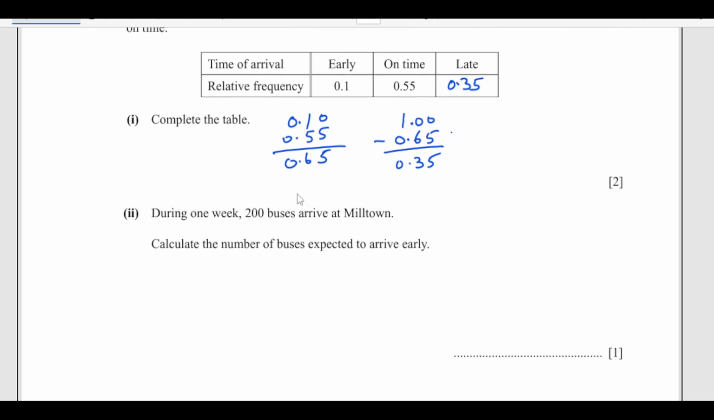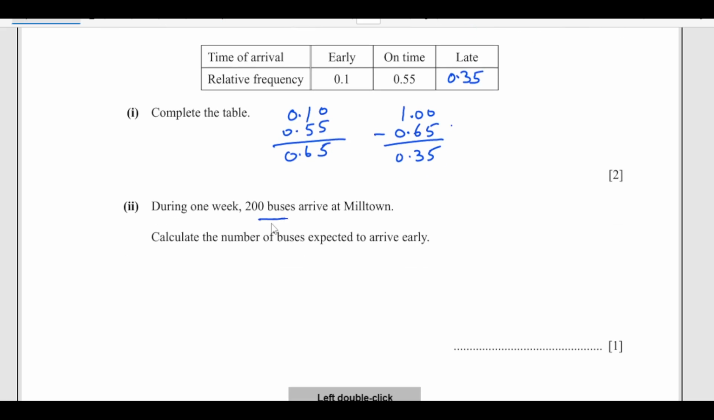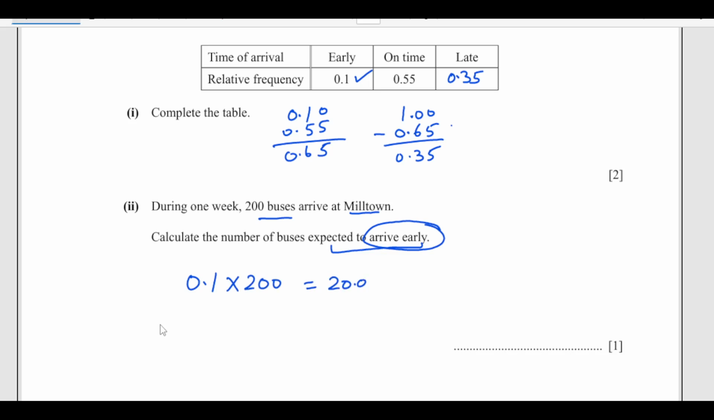Okay. Now during 1 week 200 buses arrive at Milltown. Calculate the number of buses expected to arrive early. So we are looking for early. So early frequency is 0.1 and we are looking for 200 buses, so times 200. So this is going to become 200, 1 decimal here, so it is 20.